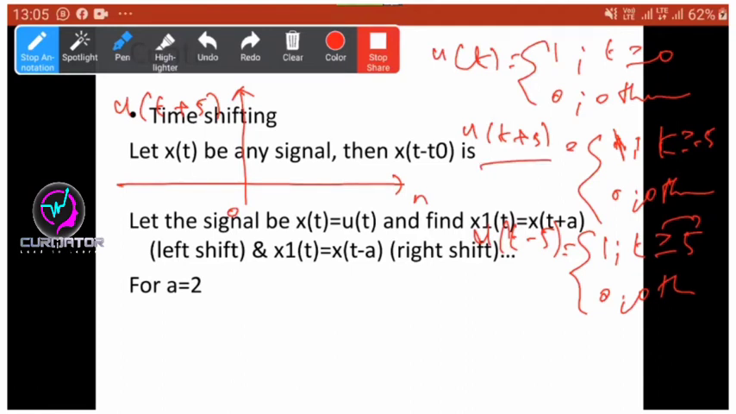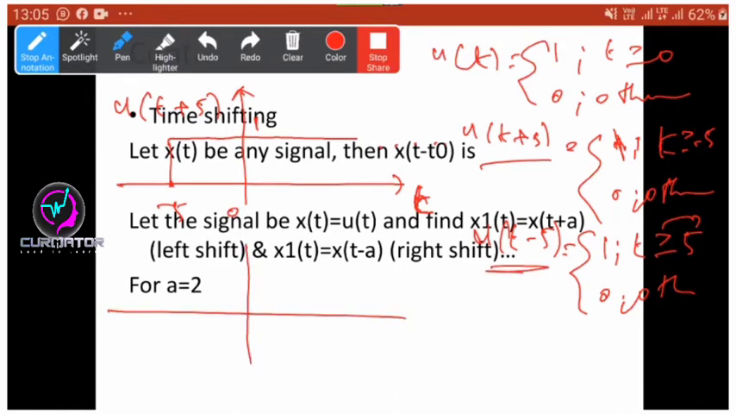This is the axis, this is 0. I am plotting this graph first, u of t plus 5. It means t greater than or equal to minus 5, u of t plus 5 has value as 1. This is minus 5. For t greater than or equal to this minus 5, the value of u of t plus 5 will be 1 throughout. Sorry, here I plotted it as n, it is t actually.